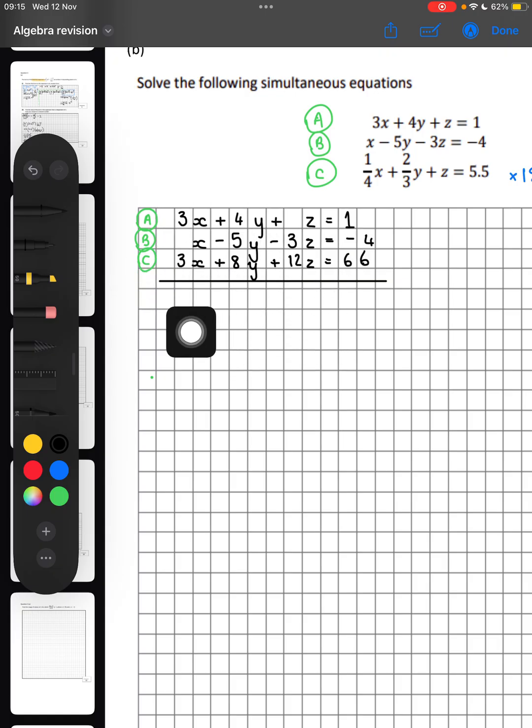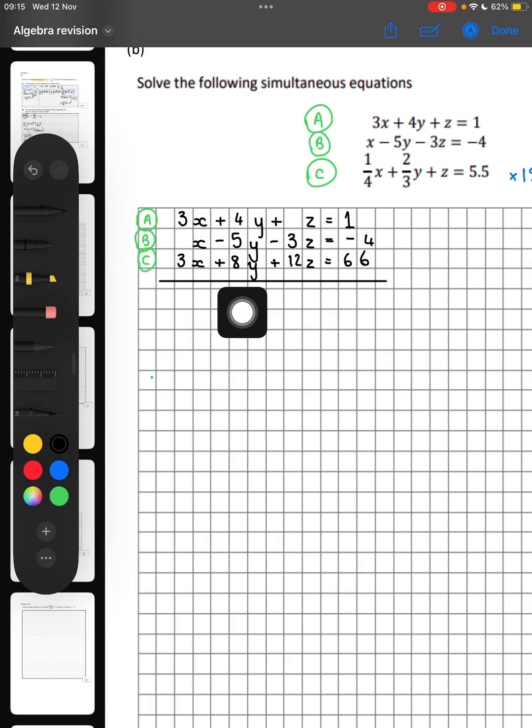Which variable looks easiest for me to get rid of? I'm probably going to look at the x's, getting rid of the x's here first, because if I look at A and C together, they've already got the x's with the same numbers in front. And then if I look at B with either A or with C, I can just multiply B across by 3 and also have it the same number in front of the x. Okay, so I'll probably look at getting rid of the x's.